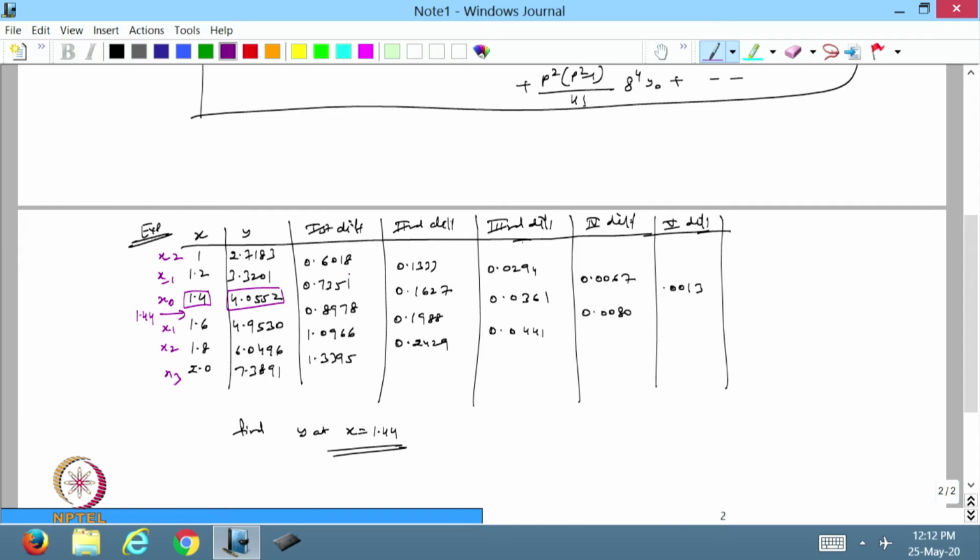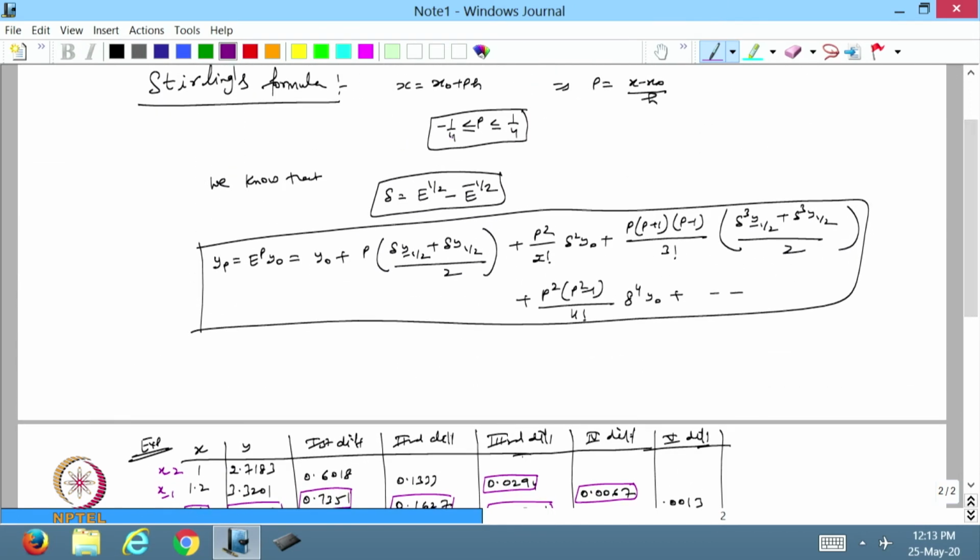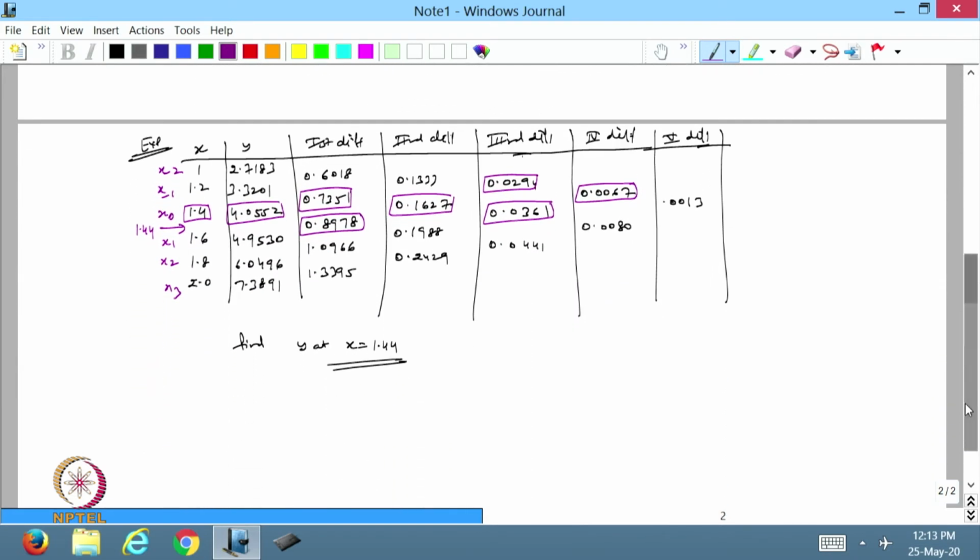The next is I will take the average of these two values. Then the second difference, the central difference, will be this one. Then I will choose the average of these two values, then I will go here, and that is it. So using this Stirling formula, I should be able to find the value of y at x is equal to 1.44. The only condition is that my p should lie between minus 0.25 to 0.25. So let us see this one.